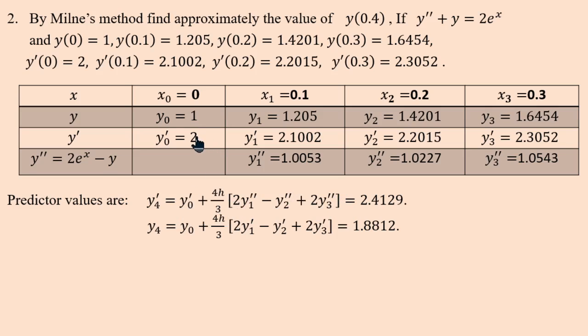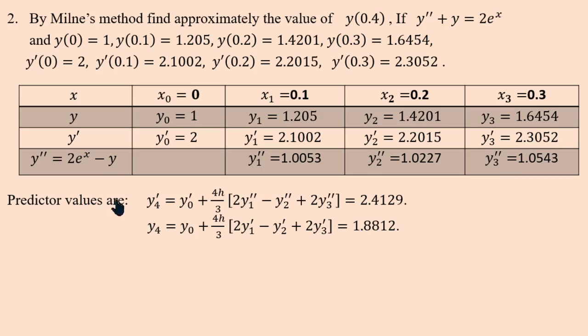y naught dash is 2, 2 plus 4 into 0.1 by 3, bracket open, 2 into 1.0053 minus 1.0227 plus 2 into 1.0543, that is 2.4129. y4 is y naught 1, 1 plus 4 into 0.1 by 3 into 2 times of y1 dash, that is 2.1002 minus y2 dash, that is 2.2015 plus 2 into 2.3052. So that value is 1.8812.